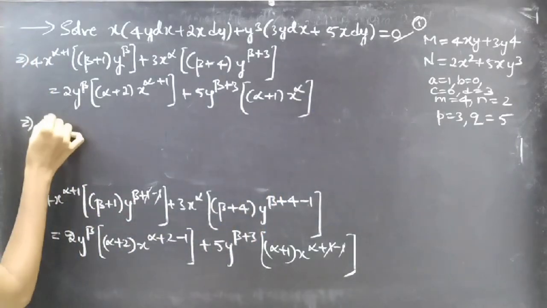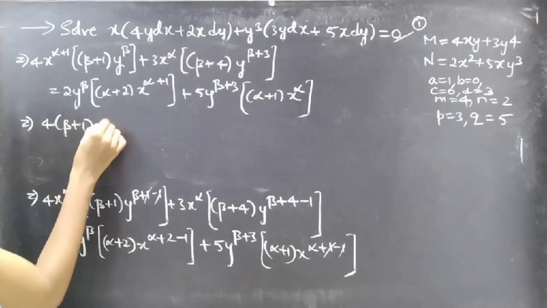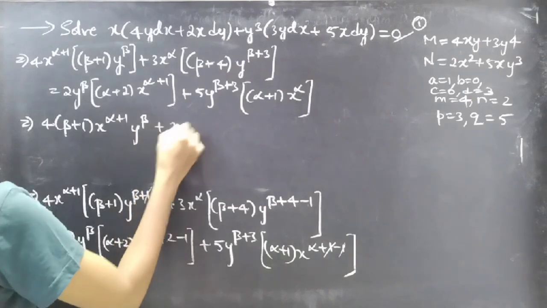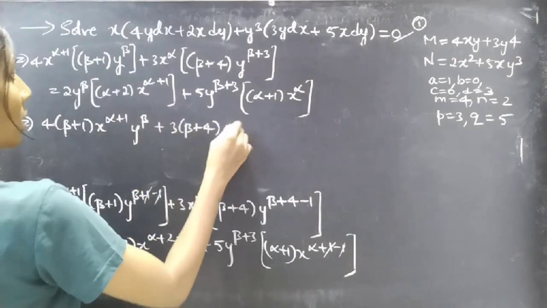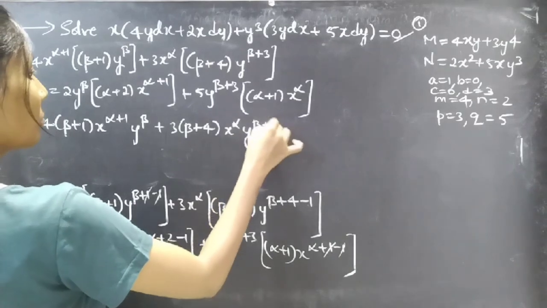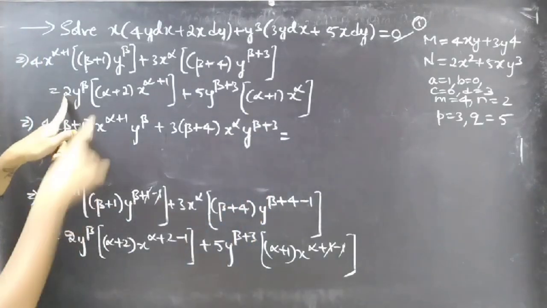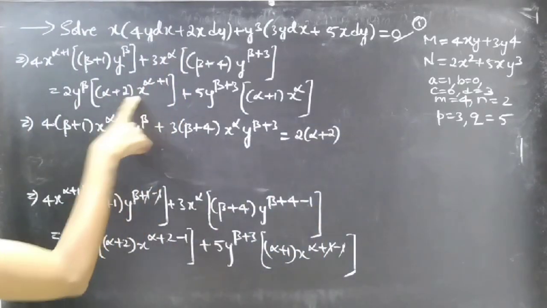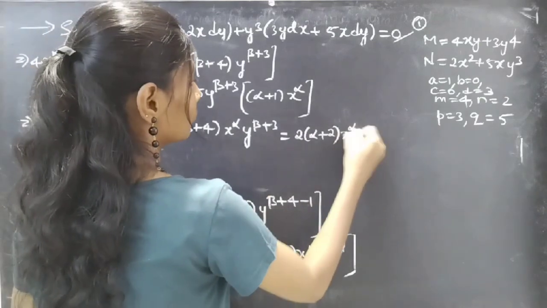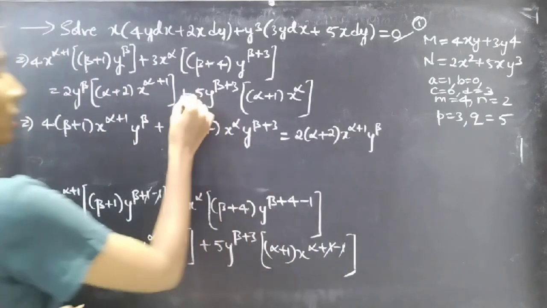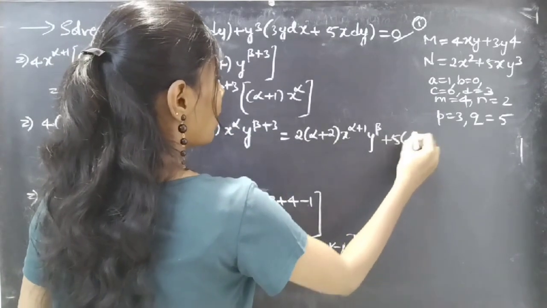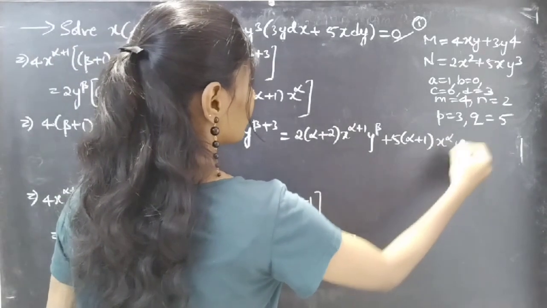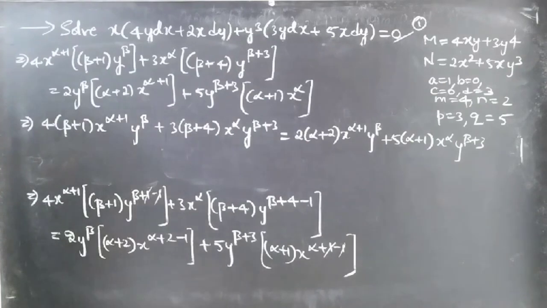Again we can write this as 4(β+1) x^(α+1) y^β plus 3(β+4) x^α y^(β+3) equal to 2(α+2) x^(α+1) y^β plus 5(α+1) x^α y^(β+3), right?